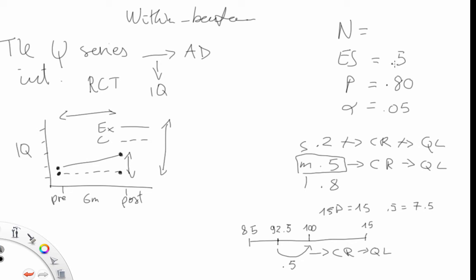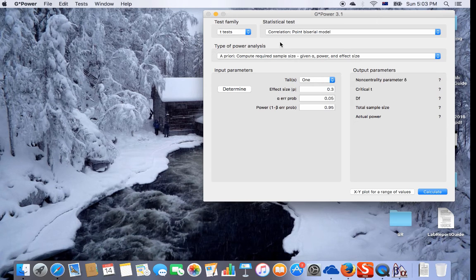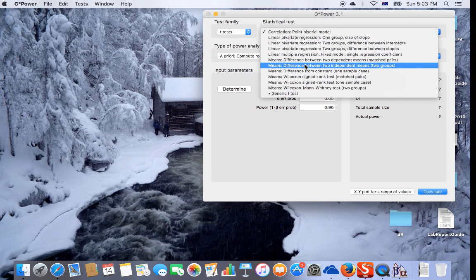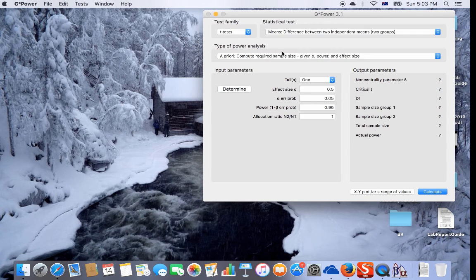And so we will be putting 0.5 here. Now I'll show you a couple of things with the power analysis as well. We're going to try to power our study to be able to detect a difference between the two groups at post-intervention, and therefore we need to run an independent samples t-test. So we'll choose this here. We've already got the t-test family. Two-tailed, because we don't know in which direction we're going to go. IQ could decline as well.